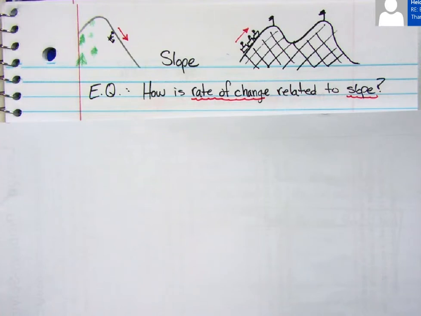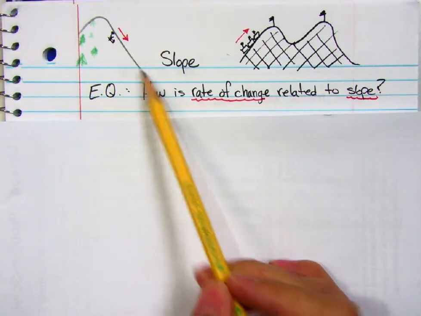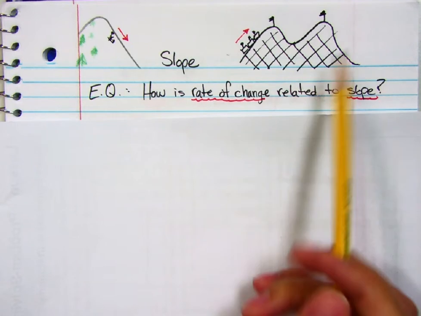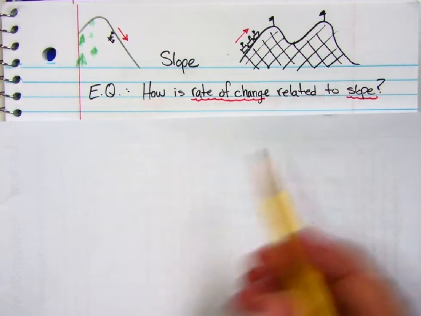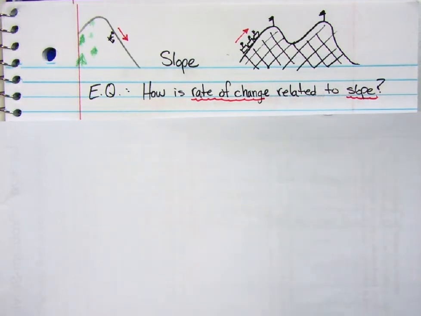All right, so we're talking about slope now. Okay, moving on to slope. When you think of slope, you might be thinking about a ski slope, or maybe the slopes of a roller coaster. My question is, how is rate of change related to slope?